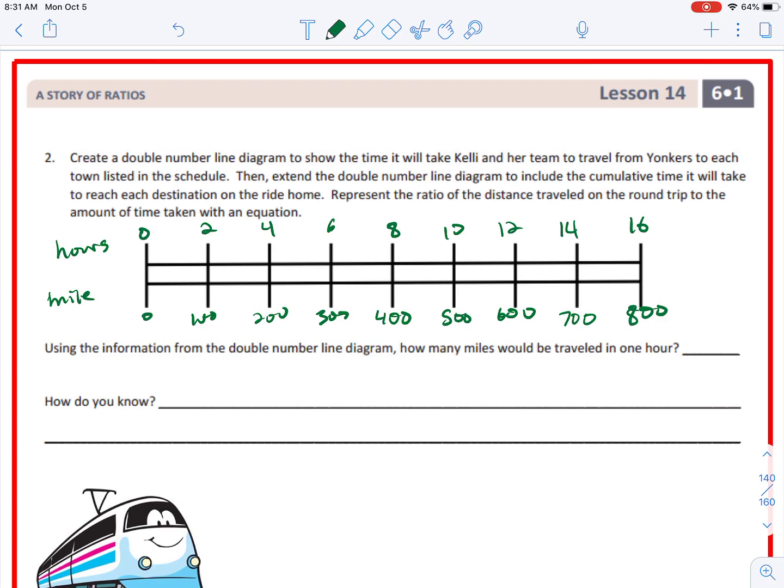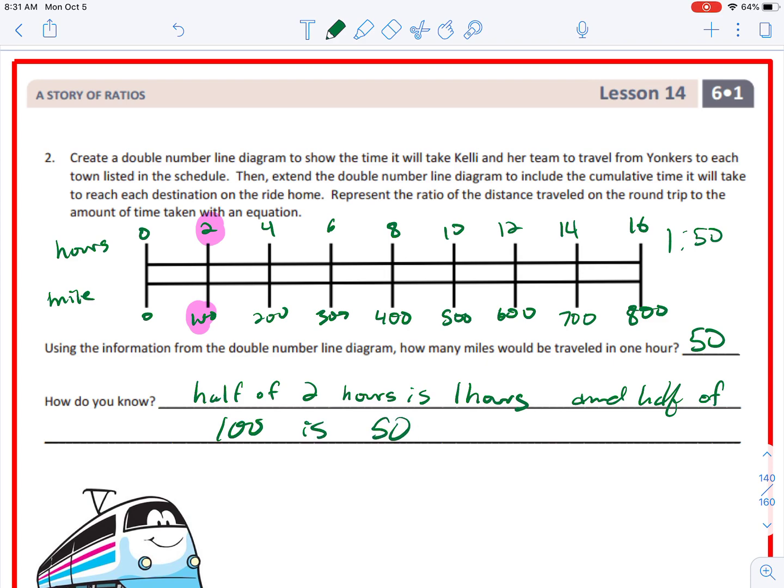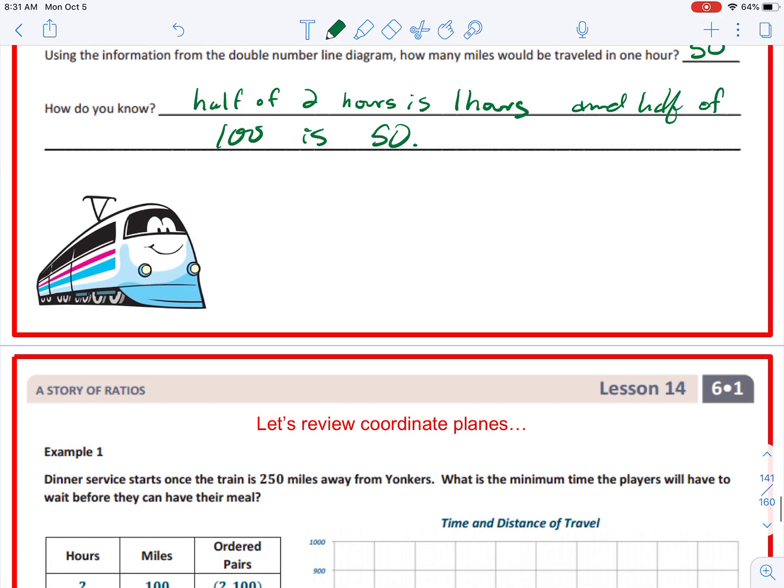in 1 hour? Well, in 2 hours, they're traveling 100, and we know the ratio is 1 to 50. So in 1 hour, they are traveling 50 miles. How do you know? Well, if the train is moving at a constant speed, half of 2 hours is 1 hour, and half of 100 is 50. Okay, let's move on, guys.